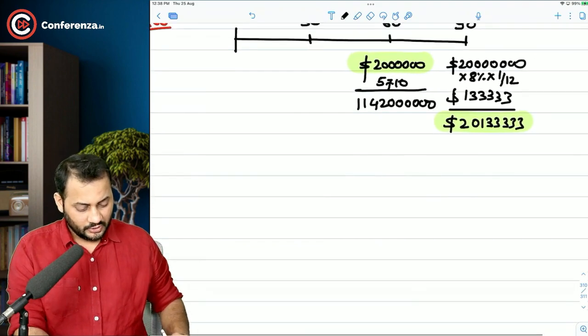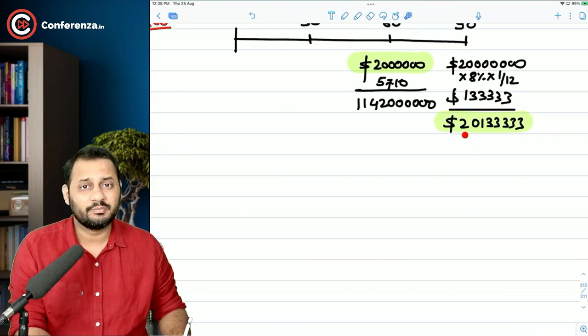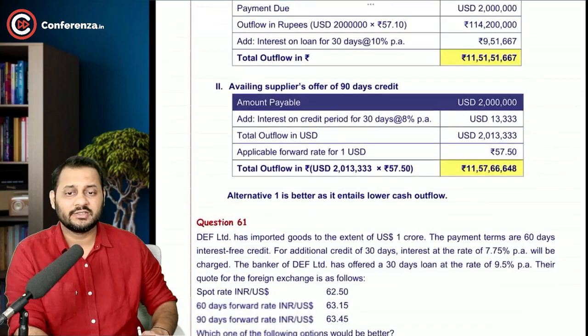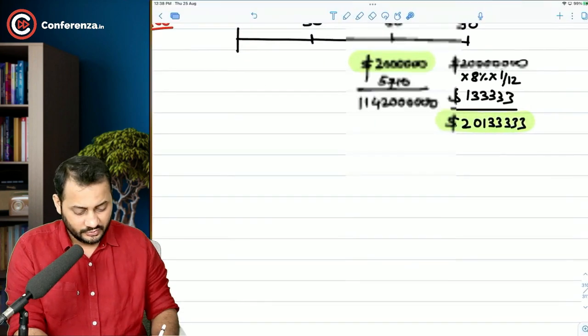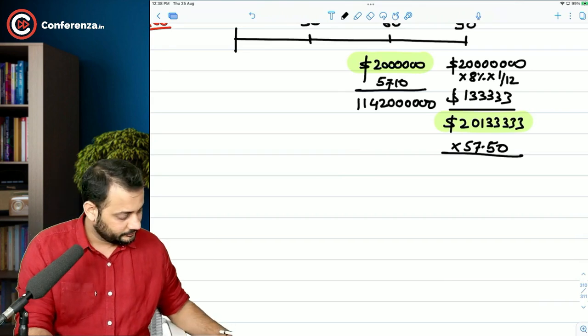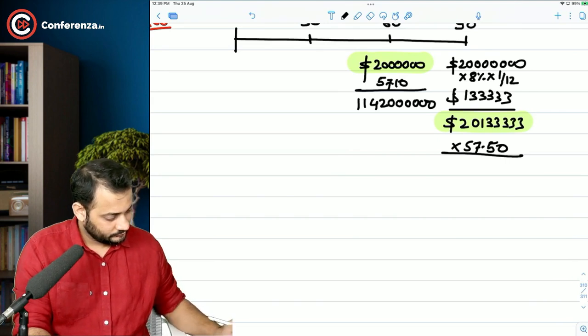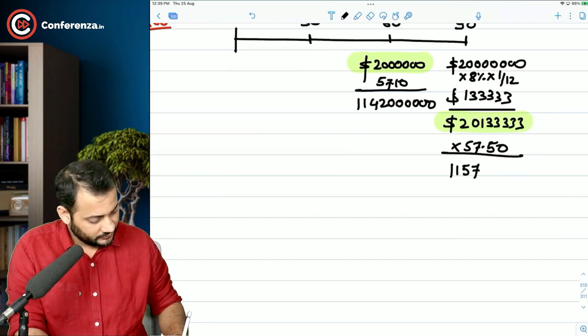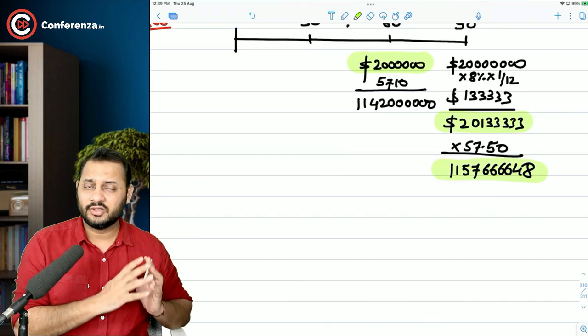Okay, not an issue. And what will happen? In order to make this payment, we will take a forward contract. We want to buy the dollars, and the bank will sell the dollars. The 90 days forward rate is also given to us, which is 57.50. The total outflow will be 1157666648. This is the outflow in the second case.